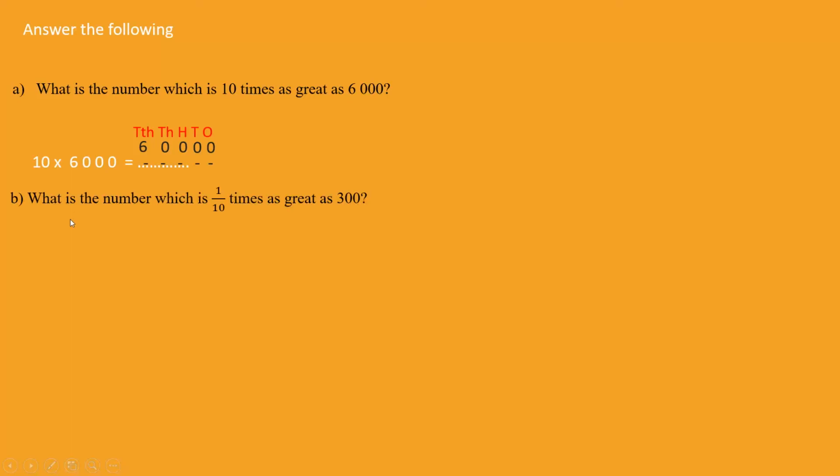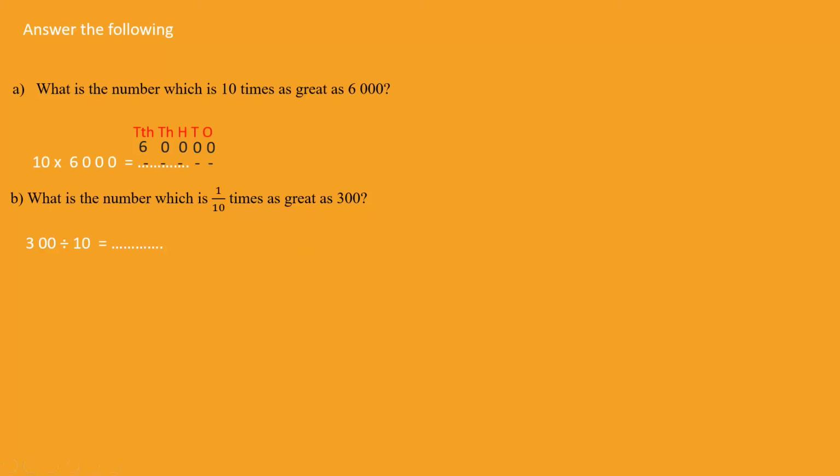What is the number which is 1 over 10 times as great as 300? So it means 1 over 10 times 300, or 300 divided by 10. Both of them are right. If you write 1 over 10 times 300, it is right. If you write 300 divided by 10, it is right, okay?